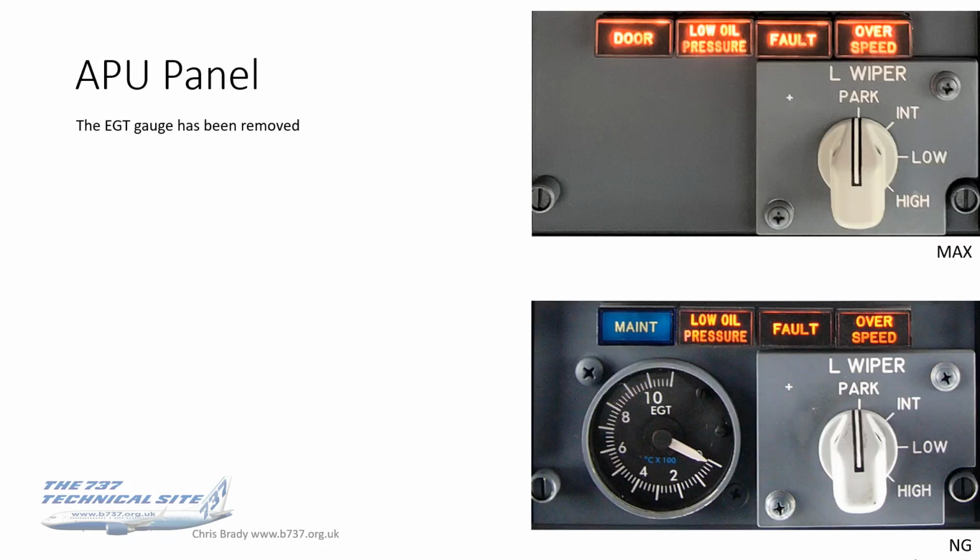On the panel in the flight deck, first thing you notice is that the gauge has gone. Boeing deemed it redundant. It's all taken care of by the FADEC inside the APU. We as pilots apparently don't need to know what the EGT is. So they've taken that away from us.